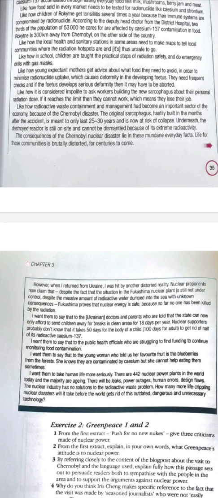However, when I returned to Ukraine, I was hit. Emotive language. He used a metaphor here. It's almost like the reality hit him in the face. Nuclear proponents now claim that, despite the fact that the situation in the Fukushima nuclear plant is still not under control, despite the massive amount of radionuclide water dumped into the sea with unknown consequences, Fukushima proves that nuclear energy is safe because so far no one has been killed by the radiation.